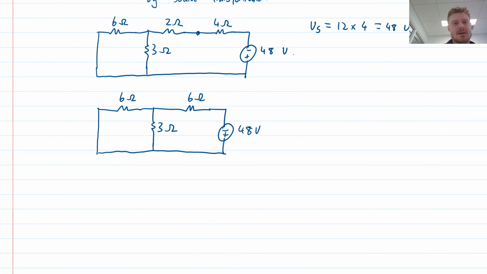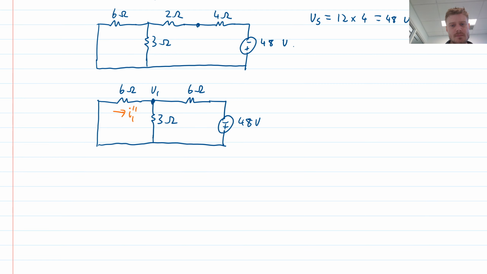This one's pretty simple. I'm just going to write down the current equation, write down KCL and solve from there. So this one was I1 double prime, the current here that I'm trying to solve. So I'll just label a single node here. Let's call it V1, and a reference node over here. And let's calculate our equation. So KCL at node V1 will be this.